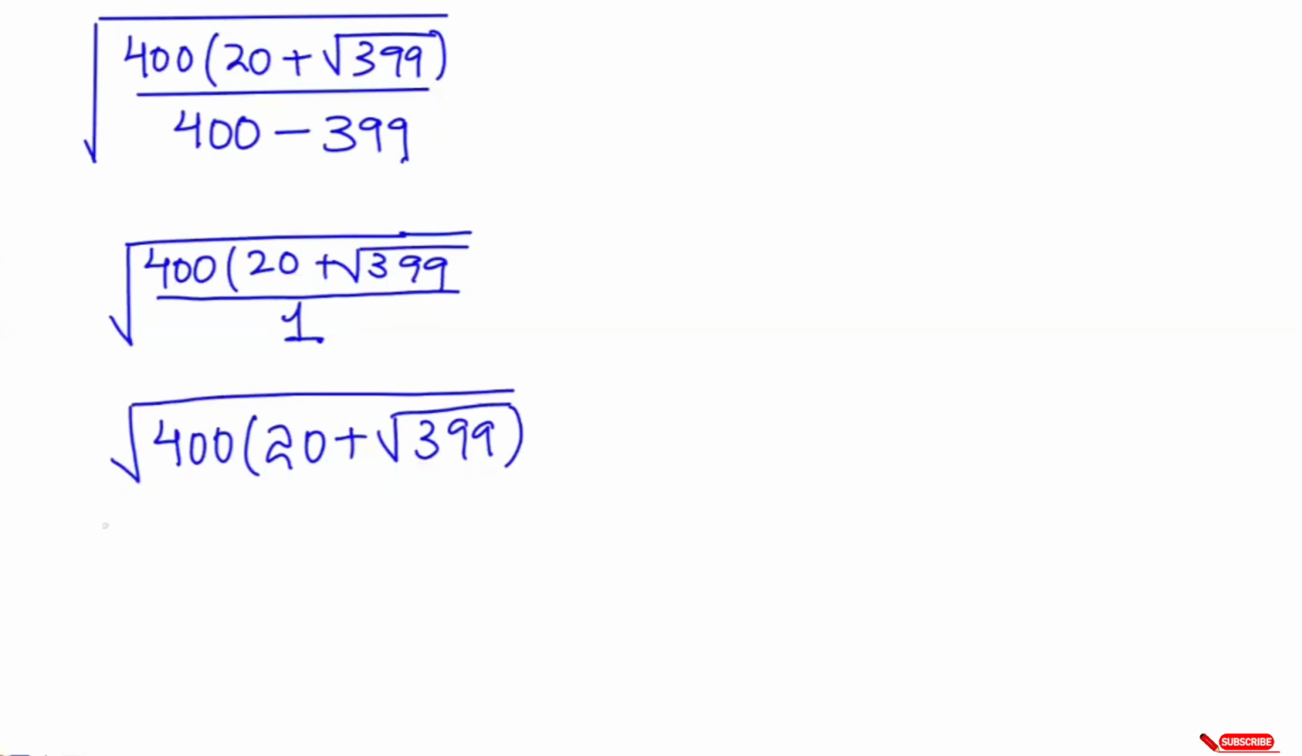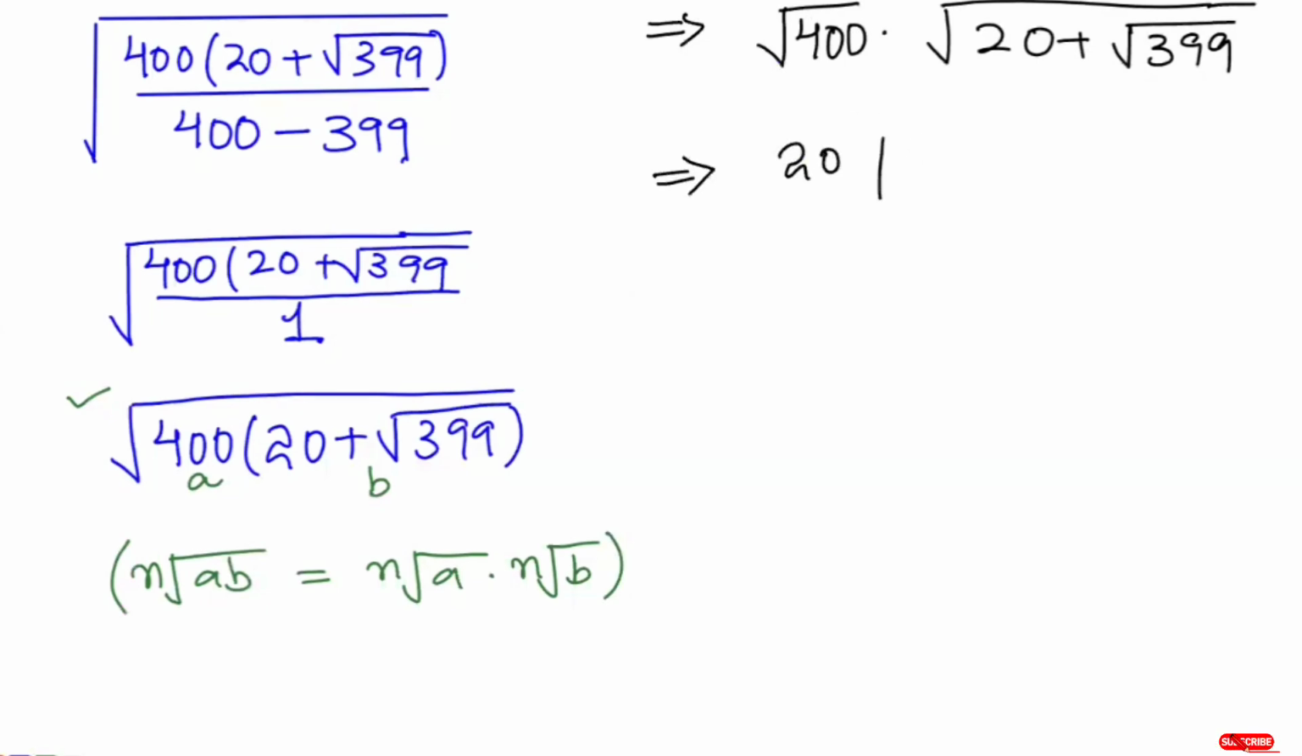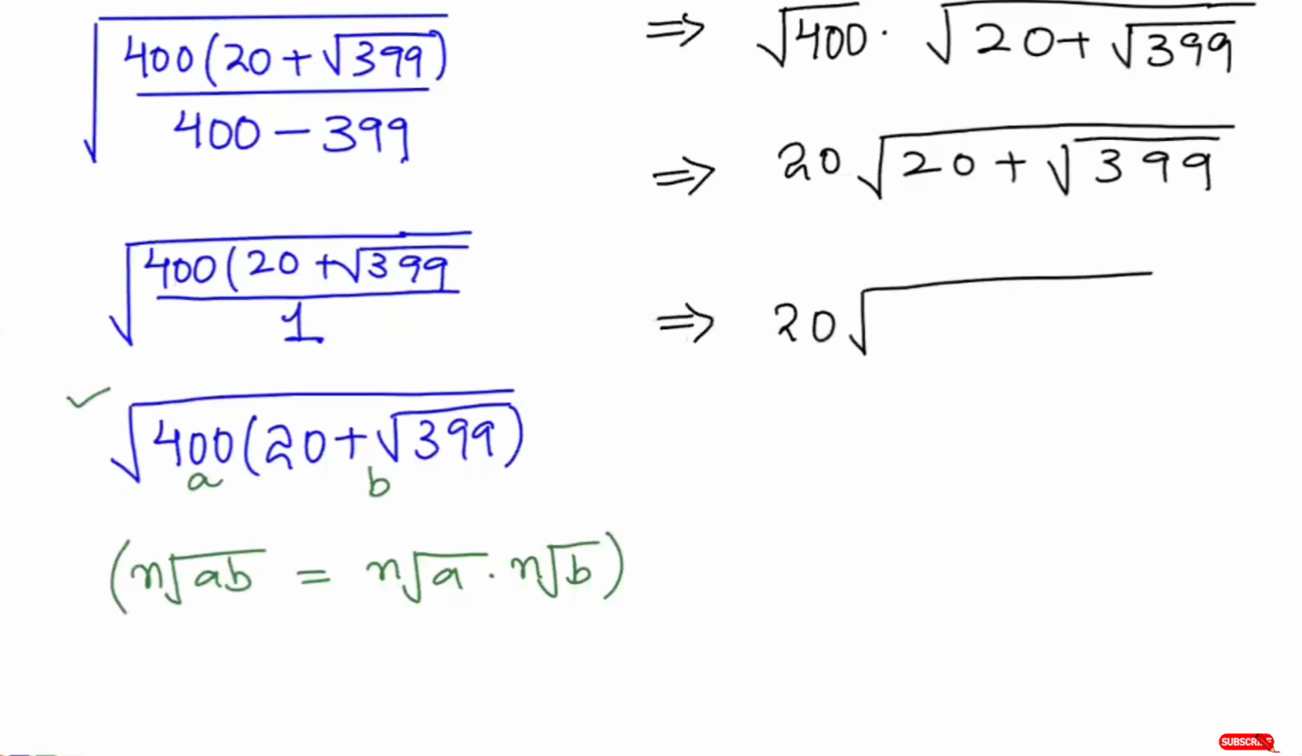Now next I'm going to apply the radical rule, that is n root of a times b can be written as n root of a times n root of b. So here this is our a and this is our b value. So this equation turns to root of 400 times root of 20 plus root of 399. And here the root of 400 is 20, and root of 20 plus root of 399 I'm going to write the same. Now next I will write here 20 times root of 1, and take common here 20 plus root of 399.